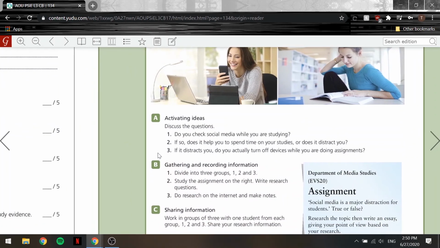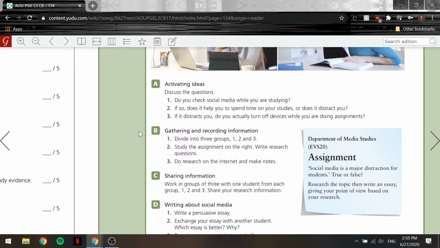So A, activating ideas, discuss the questions. Okay, so these are simple questions. Again, it'll be up to you as a student, so I'll answer this up to me. So do you check social media while you are studying? That would be a yes. Unfortunately, yes. It does happen sometimes. You know, sometimes you get a new message, you want to check it out. So yes, I'd say that I do check social media when studying or preparing for a video for you guys.